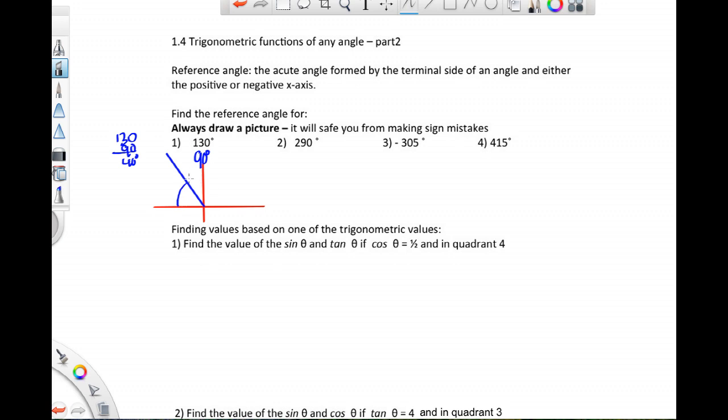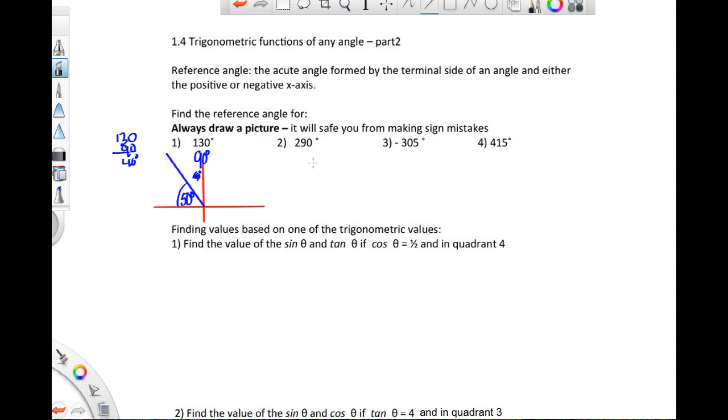So if this little part here was 40, and I'm writing that small so you can't really see it, then that means that there is 50 degrees left here. And that's the reference angle. So the reference angle is the 50-degree angle. Okay, let's do a couple more of those. We'll talk a little less.